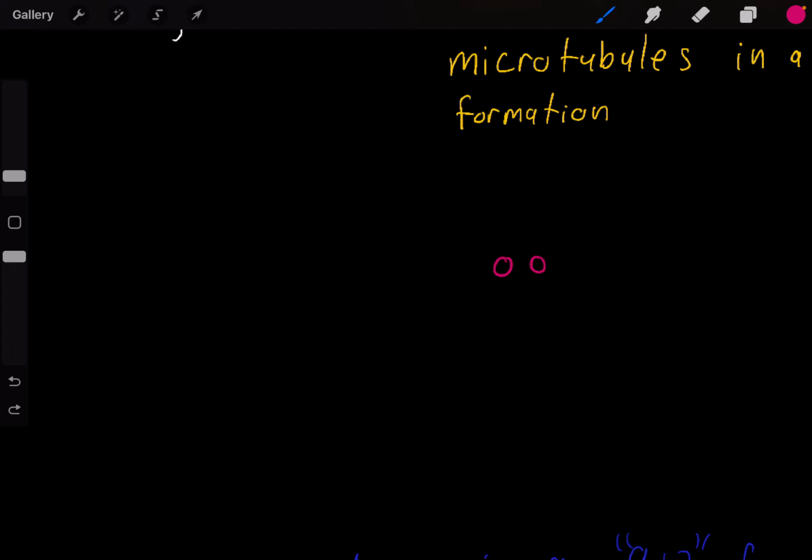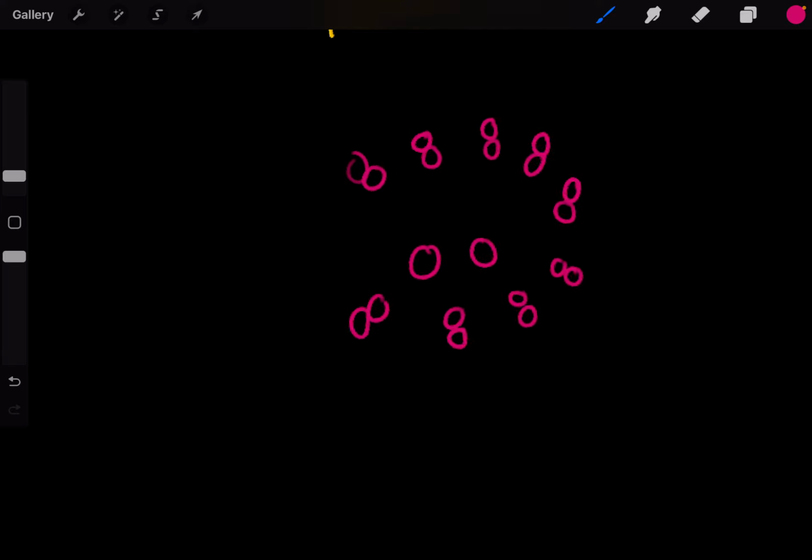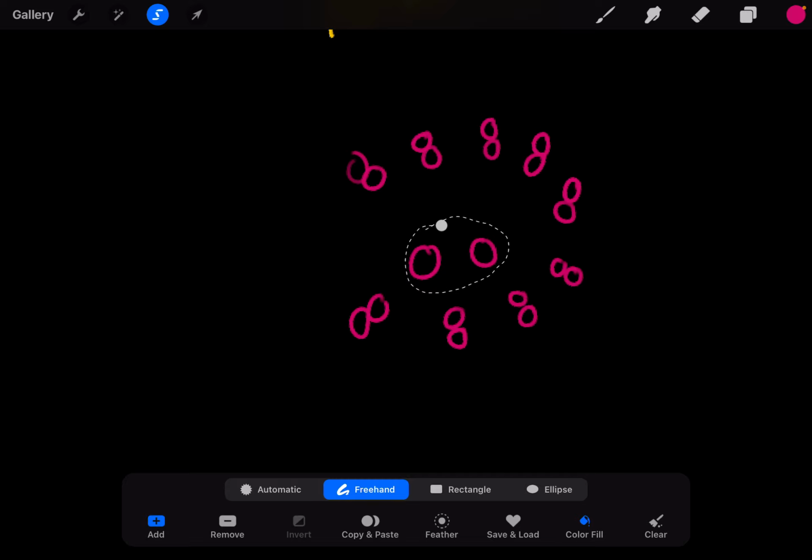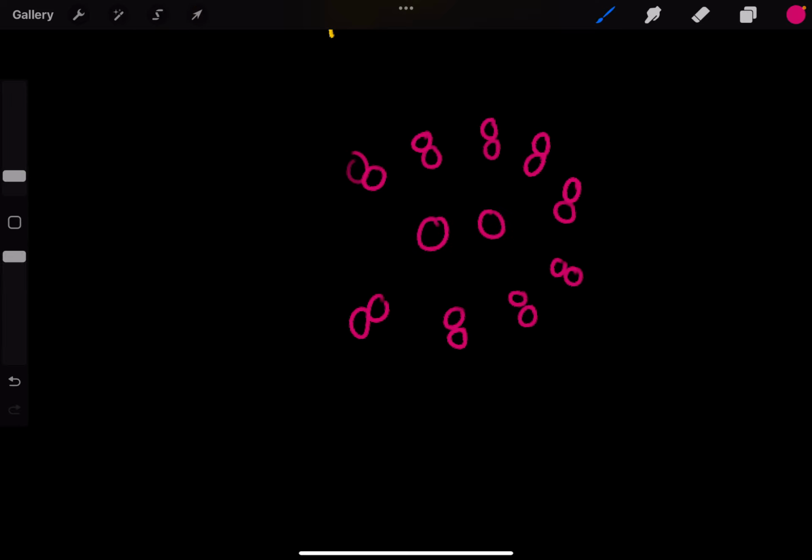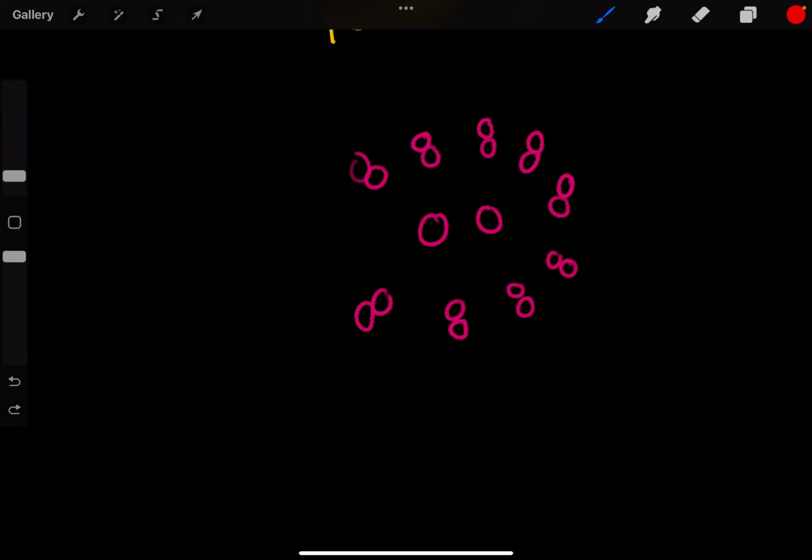So that is one set of two. That'd be one, that'd be another one, another one, another one. One, two, three, four, five, six, seven, eight. Now I drew them kind of too far apart, but this is the 9-2 formation it's talking about. And they have proteins in between them, connecting them, that help them move.